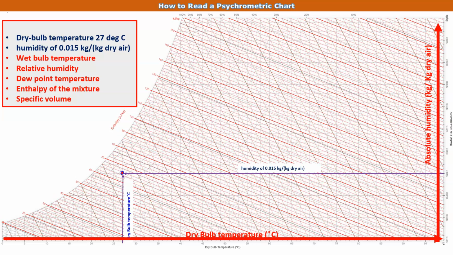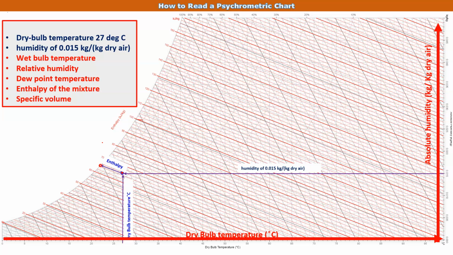Now next, on this type of psychrometric chart, this red line represents the enthalpy. This is the common point, dry bulb temperature and humidity, where they cross each other. From here if I draw a line parallel to this red line, we can easily calculate what the enthalpy of the air will be.